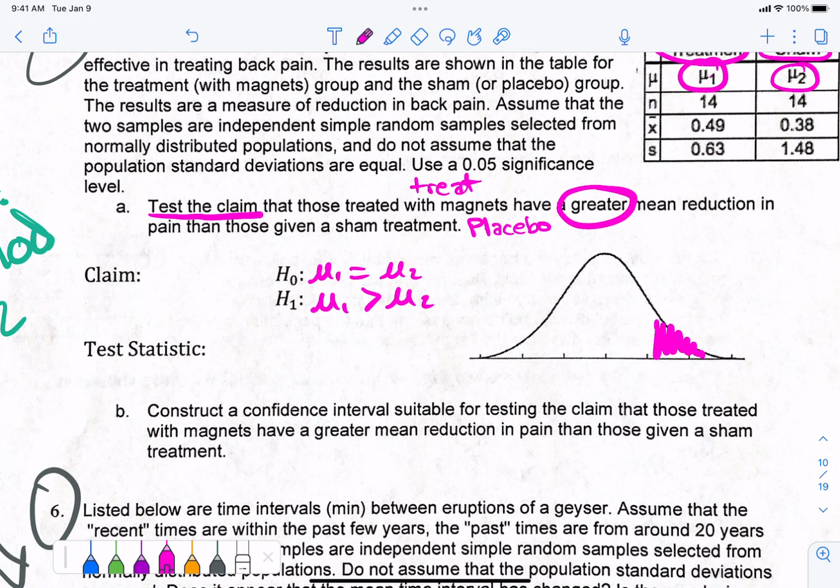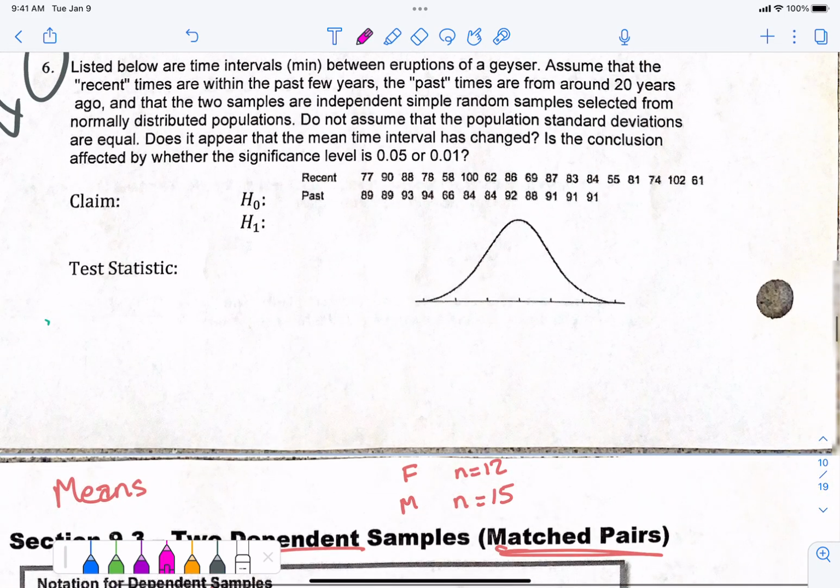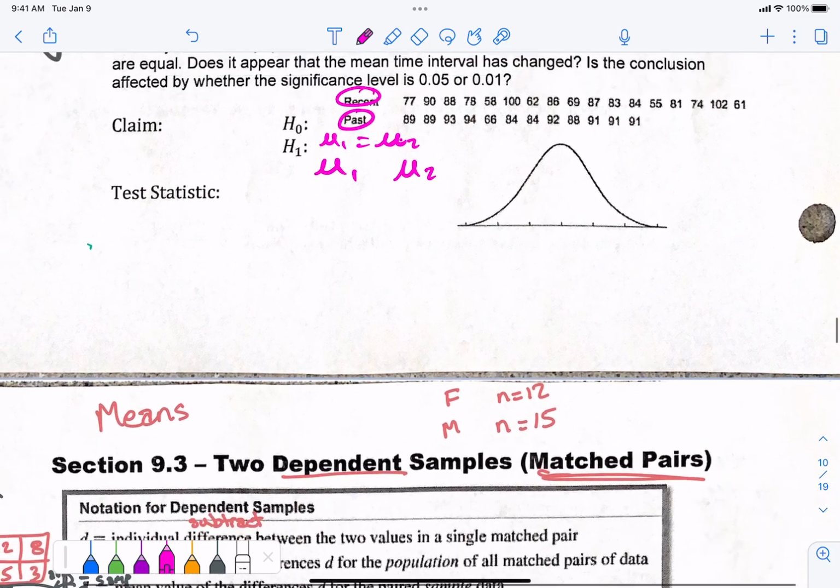Got it? You're doing confidence interval like what we just did. All right, and there's all your stuff. Okay, let's go down to the bottom one and let's figure out what our stuff is. We have recent values and we have past values. So we have mu1 equals mu2. I'm running out of room. And then mu1 something to mu2. Let's figure out whether we're doing less than, greater than, whatever. Okay, I'm looking for the words to test the claim.